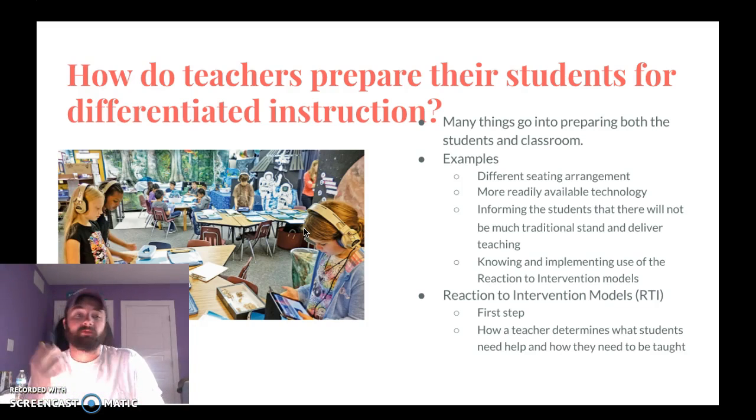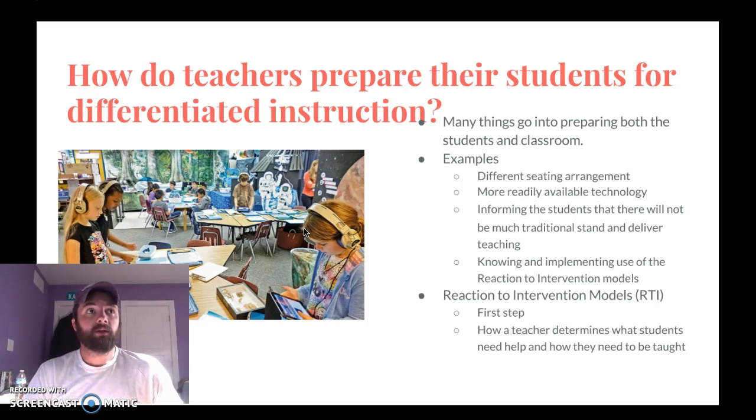And the way that we figure out what their learning styles are, how they learn, is the action intervention models, or RTIs. It's basically the first step in this whole process of differentiating instruction. You have to figure out what students need help and how you as the teacher can do that.